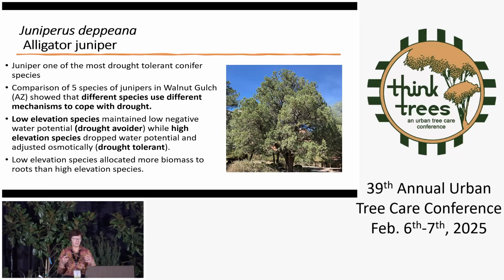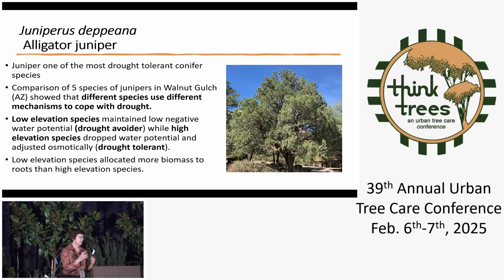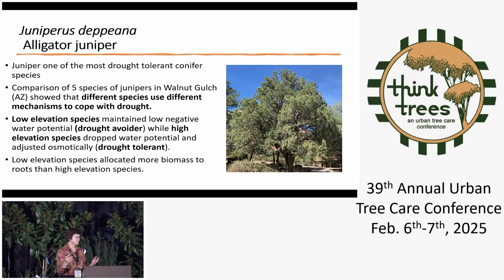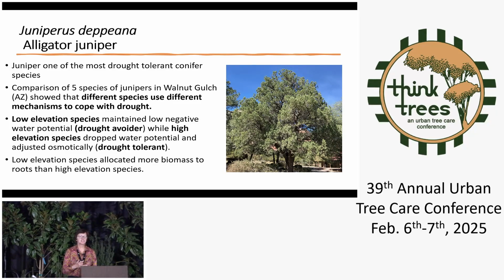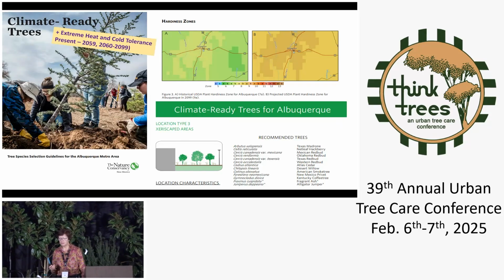So even though they are all junipers, they have different preferences based on the ecological niche that they are occupying in the natural landscape, in how they deal with drought and how they cope with these unfavorable conditions. So also what was interesting, the low elevation species, the avoiders, actually allocated more biomass to the roots than the high elevation ones, and that could then help them to have more access to water if there is water further in the soil.